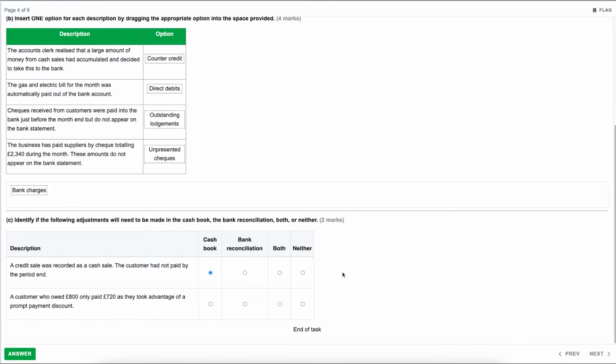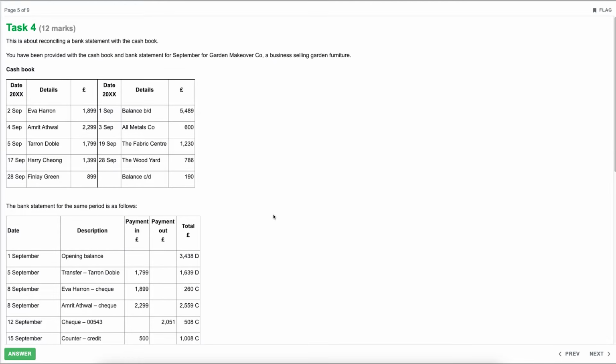The next one, a customer who owed £800 only paid £720 as they took advantage of a prompt payment discount. Okay, so we know that a prompt payment discount occurs when a customer pays early, so that £720 would have been recorded within our cash book because that's the actual amount that's been paid, and that would also appear on our bank statement. So in terms of any adjustments, it would be neither. Okay, and that finishes task 3. We can now move on to task 4.